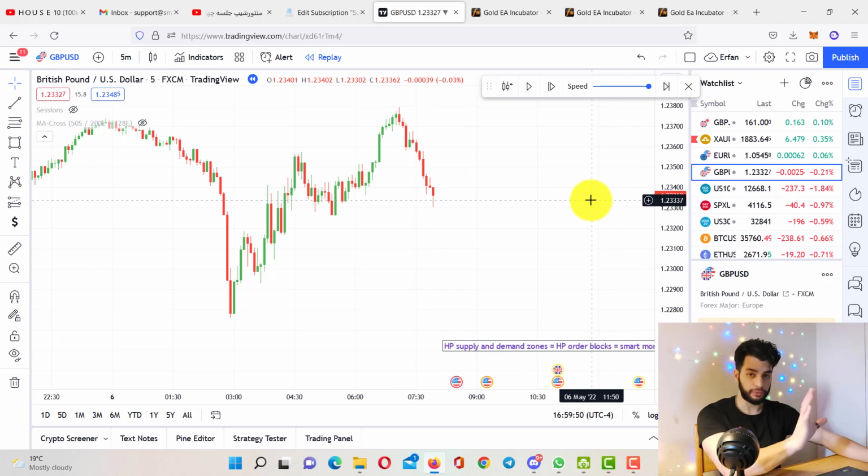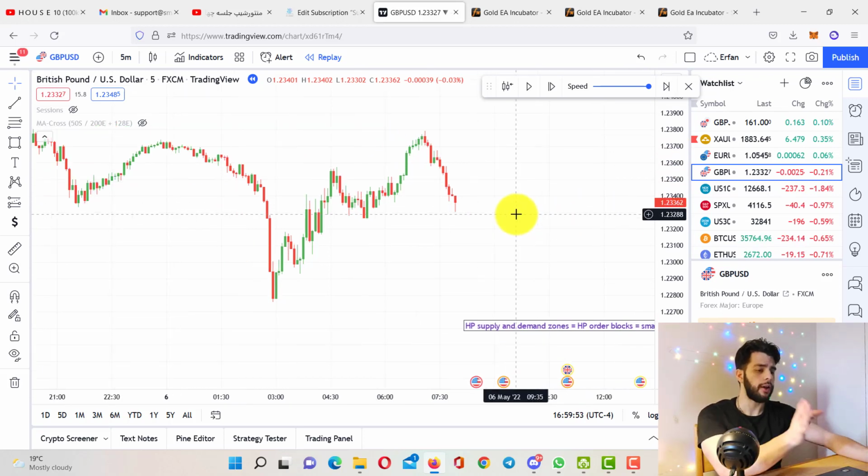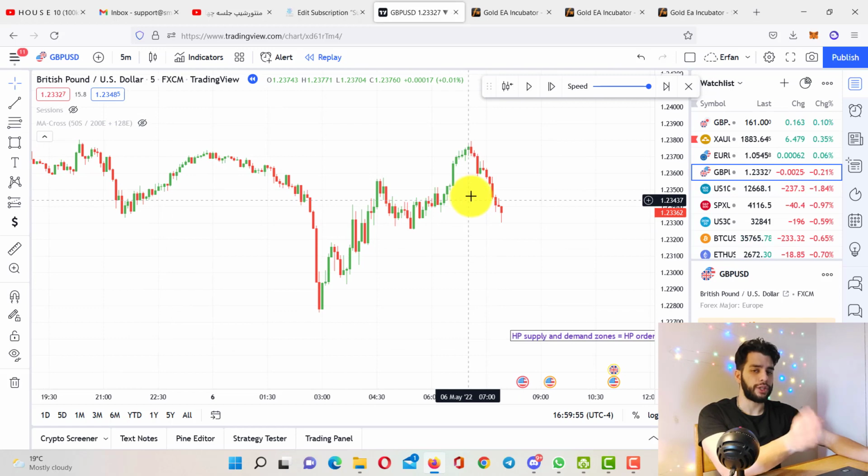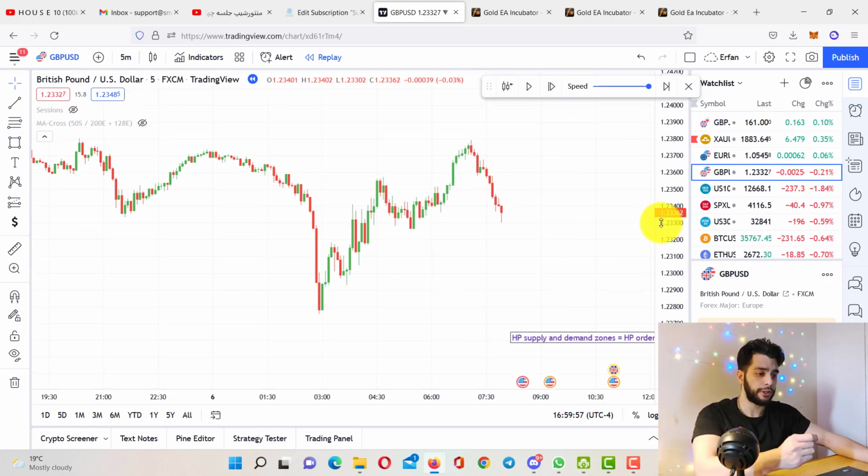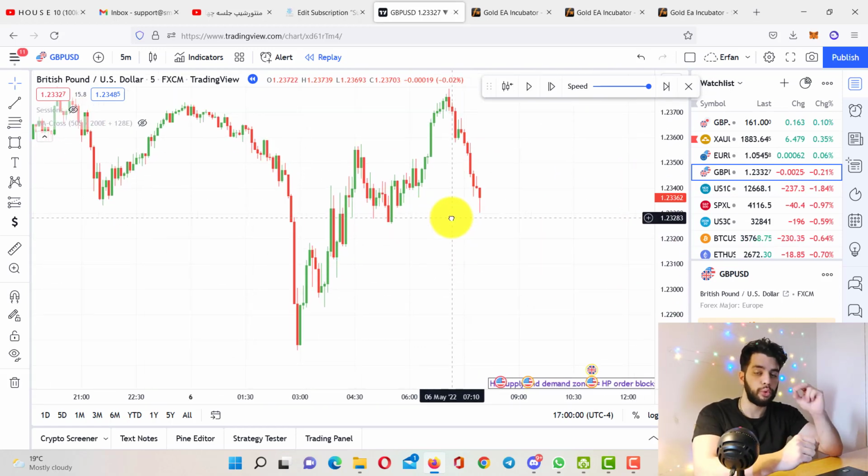So this is what I took on Friday. When I open the charts, it's actually at 5-minute time frame. The first thing I do is to identify support and resistance levels.